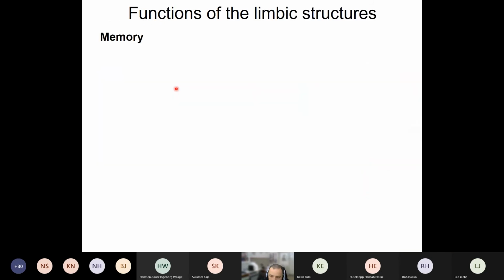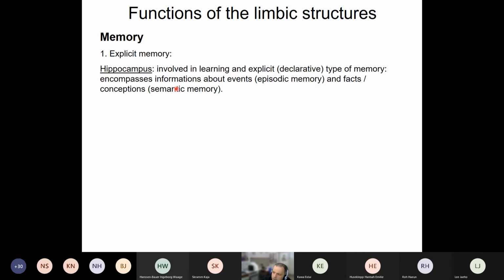Okay, and when I was talking about the functions of the limbic system, I mentioned memory, and you will learn about memory a lot in physiology, but just to make you a little bit more familiar with this, there is an explicit type of memory, and this is where the hippocampus has a key significance, because this is involved in learning. This is the declarative type of memory, where you can remember events, facts, and concepts, and this is what you need for learning. So if you sit down to study something, this is what you definitely use to produce semantic or episodic memory traces.